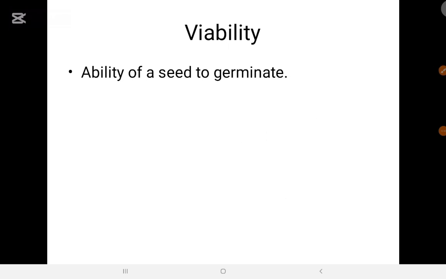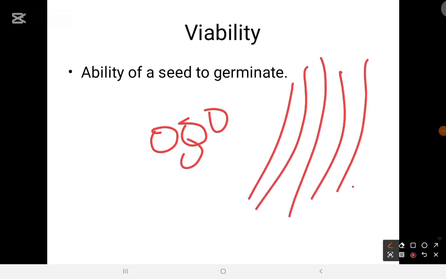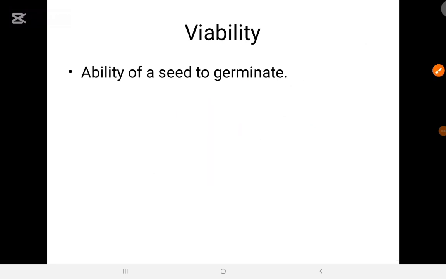That's seed dormancy. Then viability is the ability of a seed to germinate. For example, you plant four seeds of a particular plant. It might not be all four seeds that will germinate. You might see only three stalks appearing, so it means only three of those four seeds are viable. The other one is non-viable.